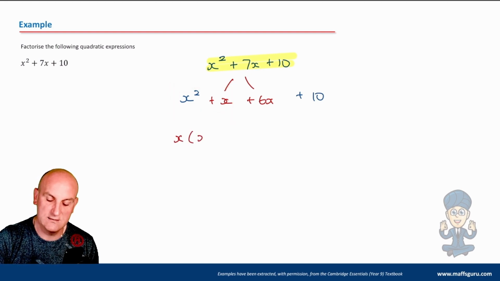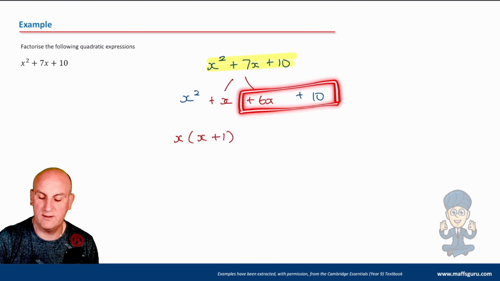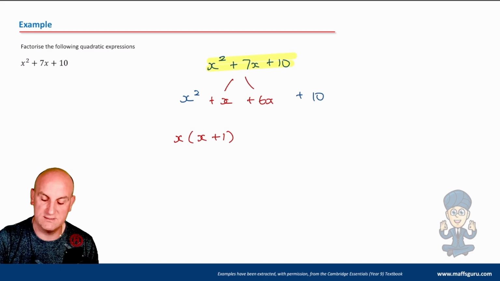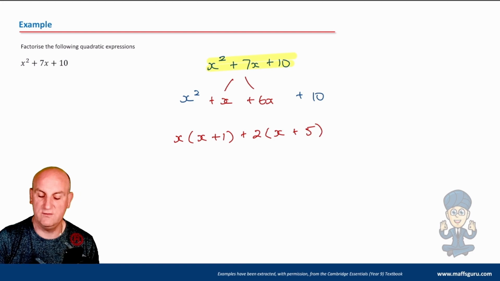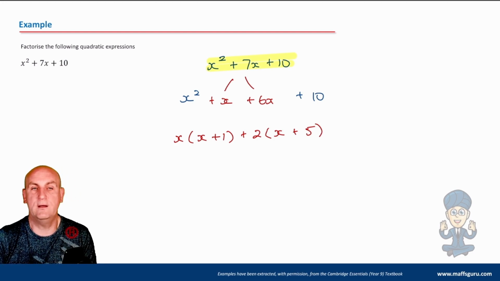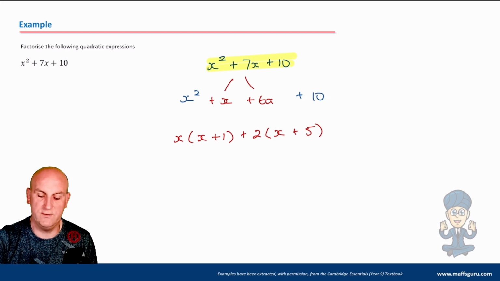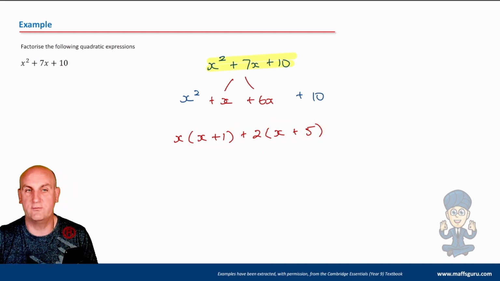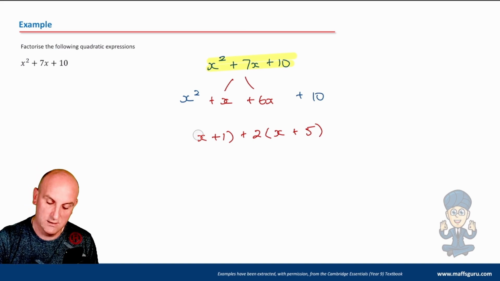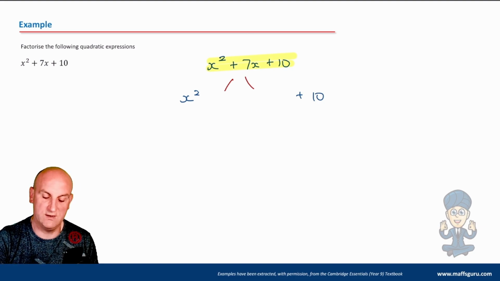I'd end up with x plus 1. What would happen if I now factorize these? Well, the most I could take out of there is 2, plus 2, x plus 5. Oh, well, I've got a problem now because I can't take that any further. Why? Because this bracket here and that bracket aren't the same, so I can't factorize again. Oh, that sucks. Right, well, that means then that x plus 6x isn't going to work. So can I have another one?